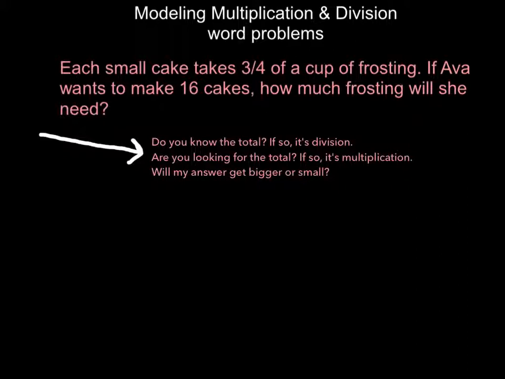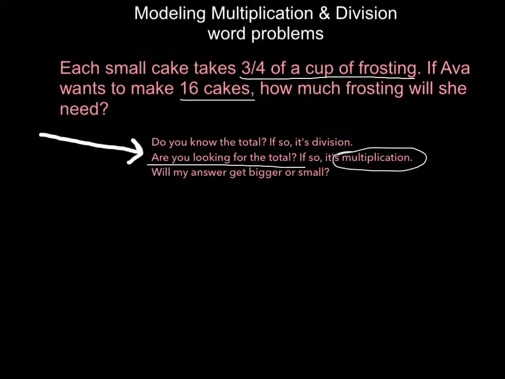Our first word problem says, each small cake takes 3/4 of a cup of frosting. If Ava wants to make 16 cakes, how much frosting will she need? So in this case, I'm going to ask if I know the total. Well, the question is asking about frosting, and it's asking how much frosting will I need. So in this case, I am looking for the total. This is going to be a multiplication problem.